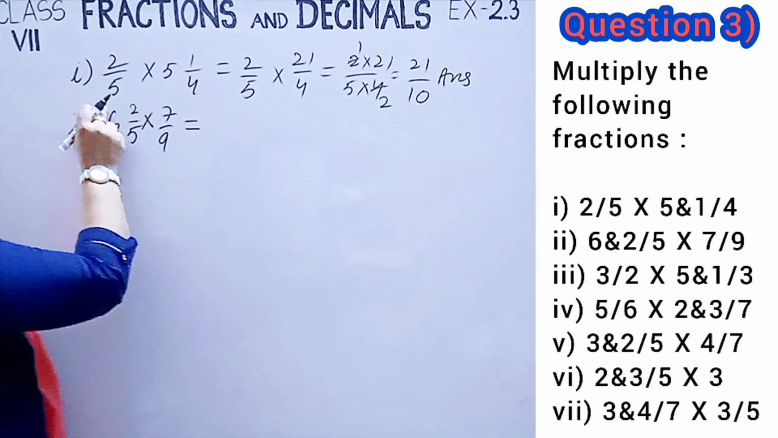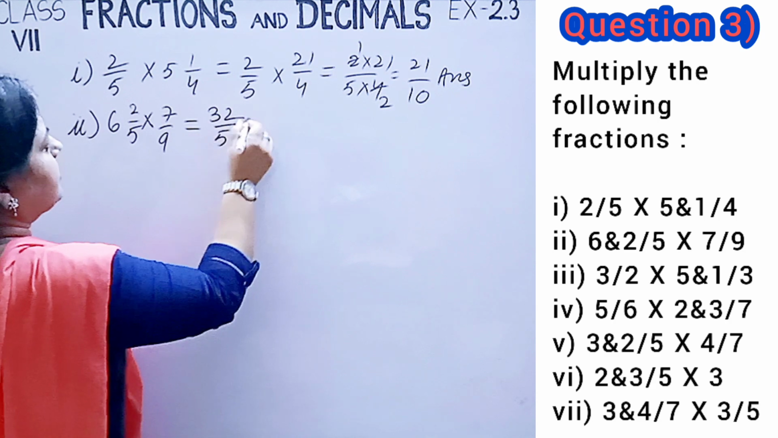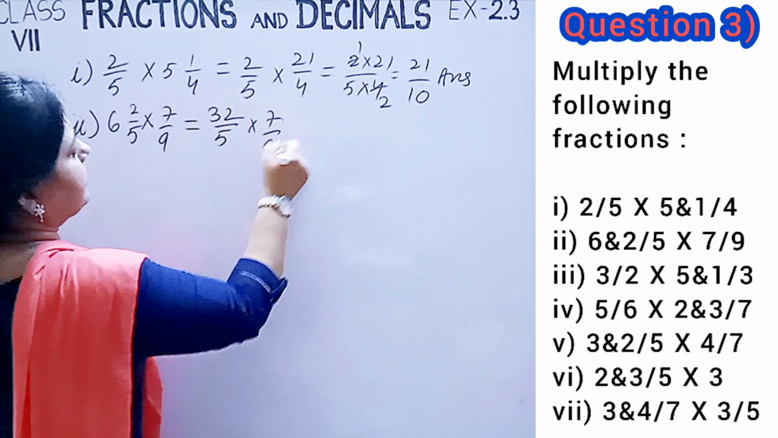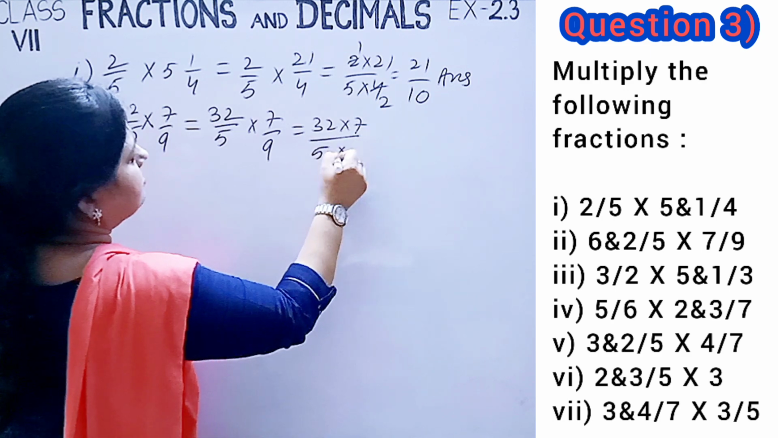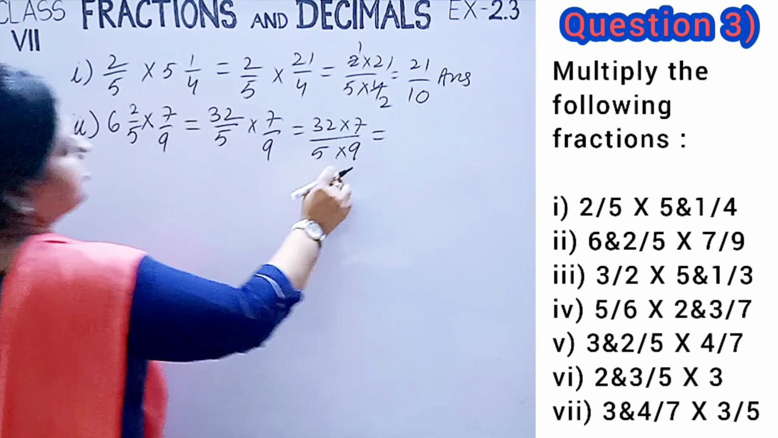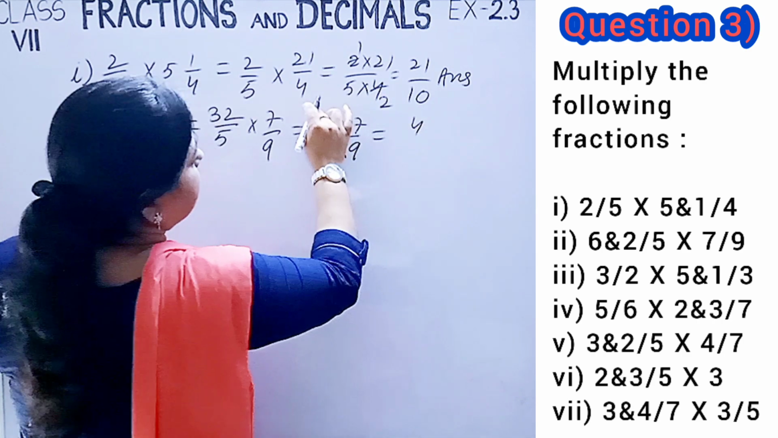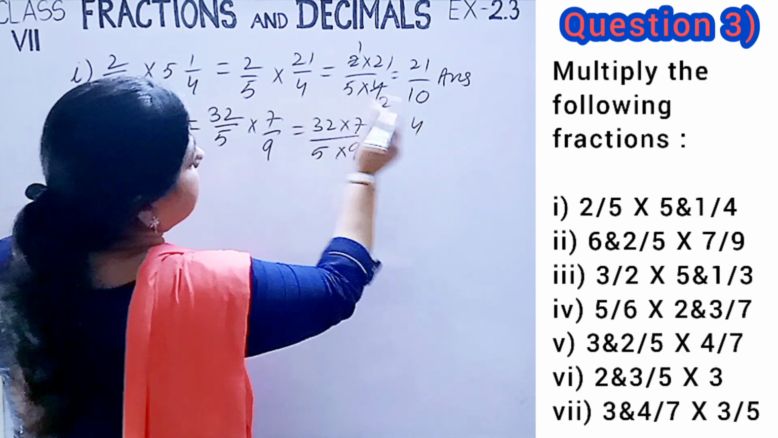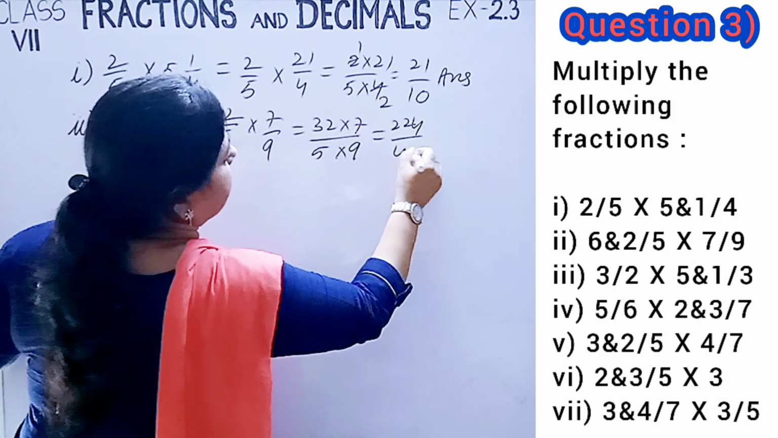So 6 5s are 30, 30 and 2, 32. 5 into 7 upon 9. So 32 into 7 upon 5 into 9. So 7 2s are 14 and 7 3s are 21. 21 and 1, 22 upon 5 9s are 45.